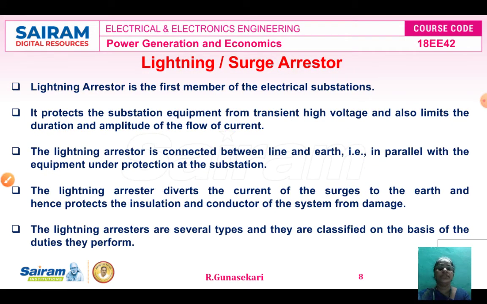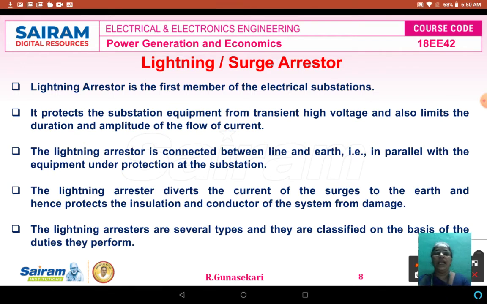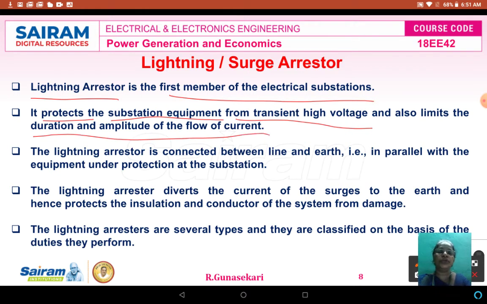Next we studied the substation equipment called the lightning arrestor. Another name is surge arrester. The lightning arrestor is the first member of the electrical substation equipment. It protects the substation equipment from transient high voltage, that means during thunder. It is used to limit the duration and amplitude of the flow of current. This is the purpose or function of the lightning arrestor.